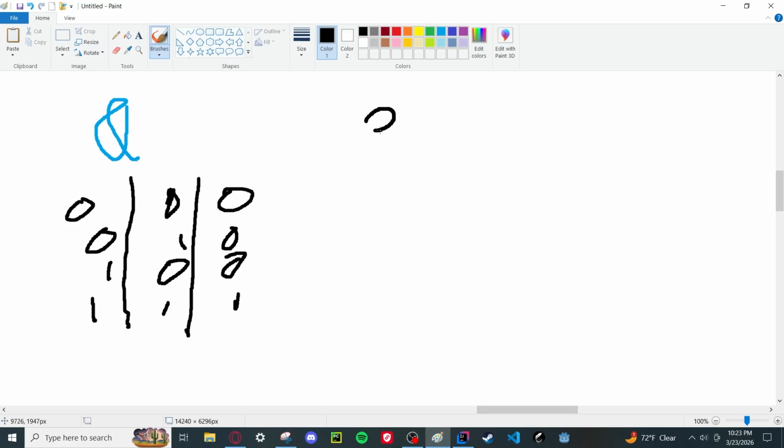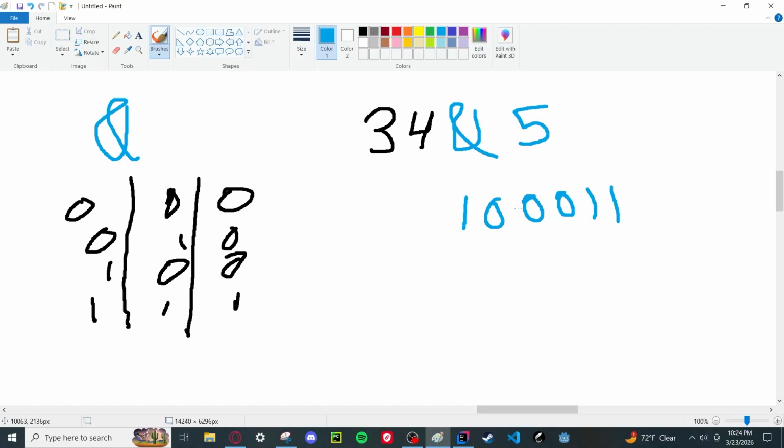So you'll see problems like this, 34 and 5. Well, what is 34 in binary? So that's going to be 1, 2, 4, 8, 16, 32. That's 34, right? And 5 is going to be 1, 2, 4, 0, 0, 0. The rest we can just assume as zeros, right?